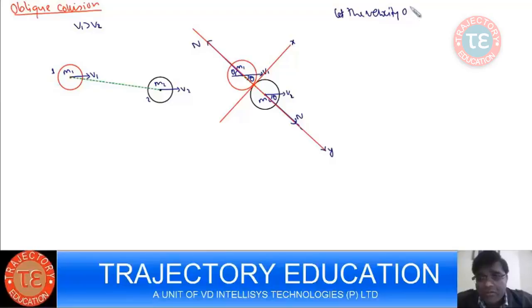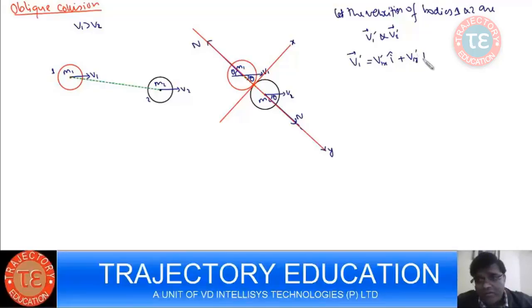the velocities of bodies 1 and 2 are, say, v1 dash and v2 dash. Let's say v1 dash can be written as v1x dash i plus v1y dash j, and v2 dash is written as v2x dash i plus v2y dash j, right? This is v1 dash and v2 dash. Getting the point?